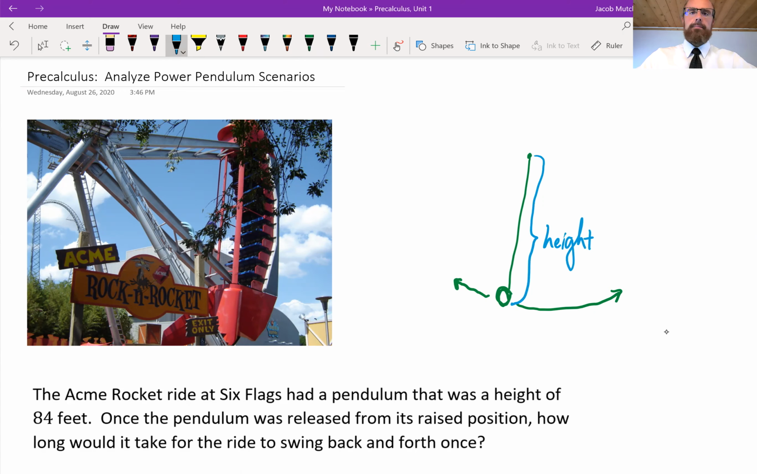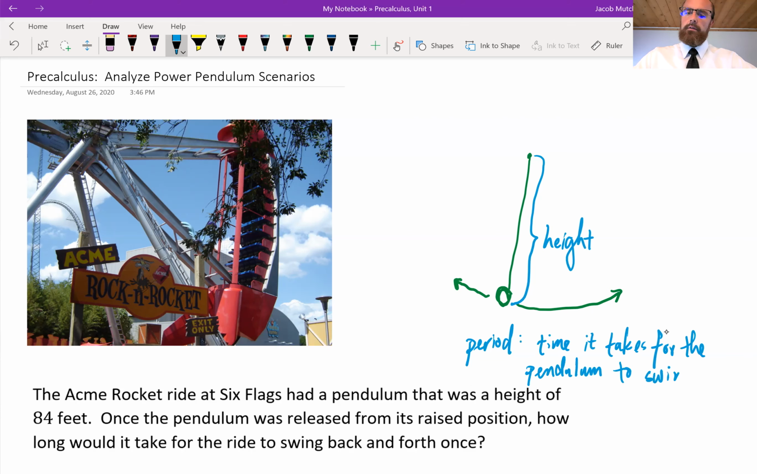But that is one of the basic measurements of a pendulum, the height. The other basic measurement of a pendulum is what we call period. And let's define period because we're going to have to calculate that here in one of our examples. So the period is the time it takes for the pendulum to swing back and forth once.